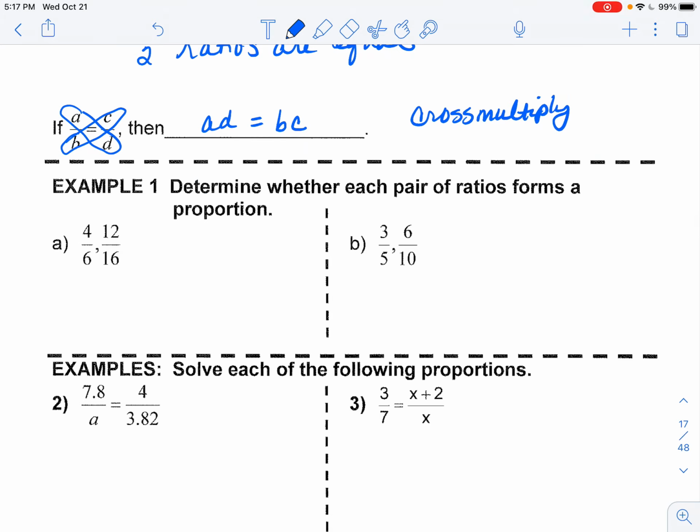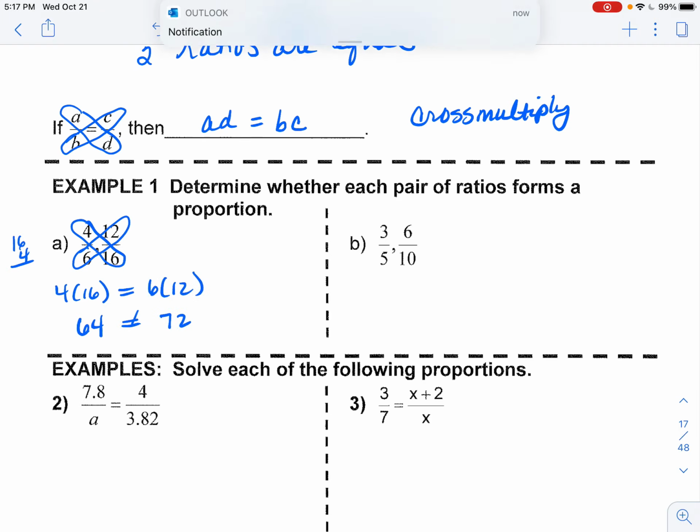Okay, so let's determine whether each pair of ratios forms a proportion. If I cross multiply, will I get the same number? Well, 4 times 16 is, let's see, what's 16 times 4? 32, 64. All right, and what's 6 times 12? Well, 6 times 12 is 72. So these are not equal. So this is not a proportion.